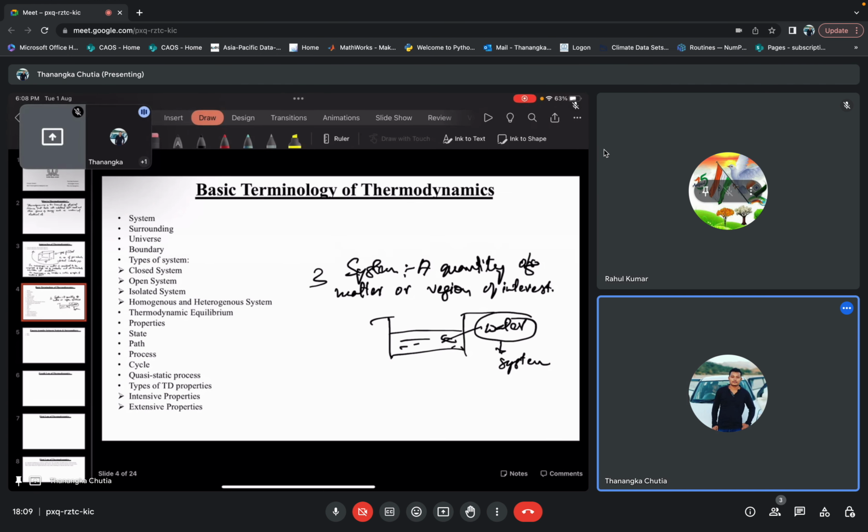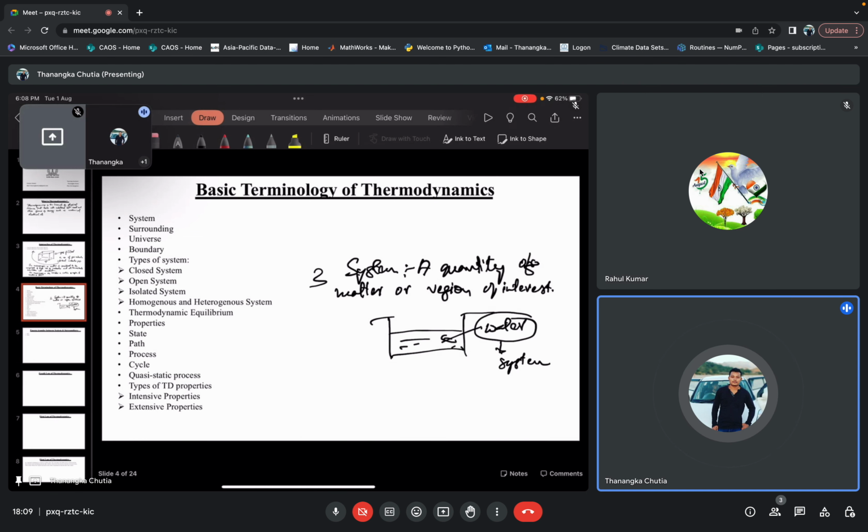In that case, my environment will become my system. So what is a system? System is basically the region of interest or the matter of interest. That means the point of focus where we will be calculating various changes in various parameters.